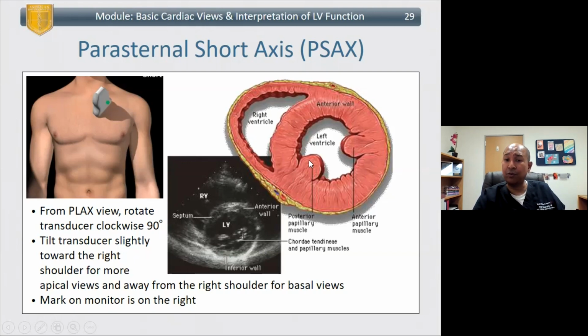And when we look at this view, you're going to see the right ventricle with a thin wall, the left ventricle with a thick wall. You can see the papillary muscles over here. So this is the view that you want to get.